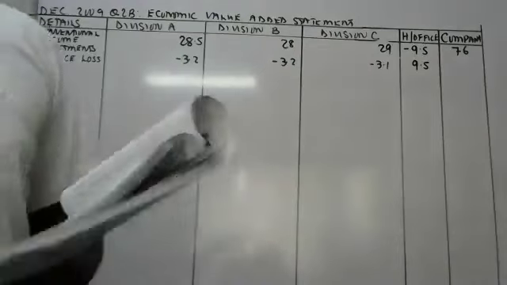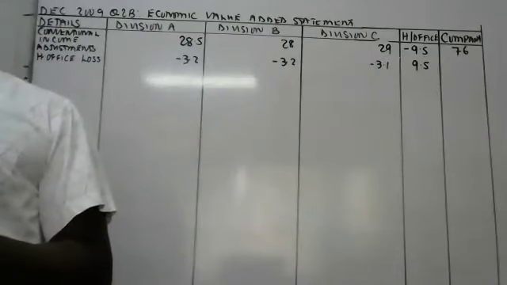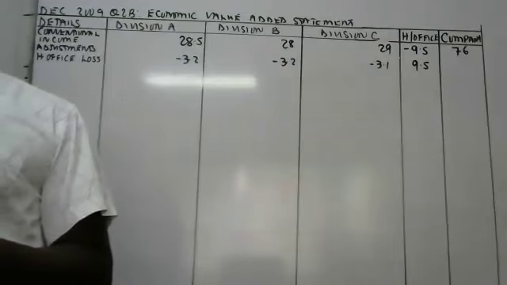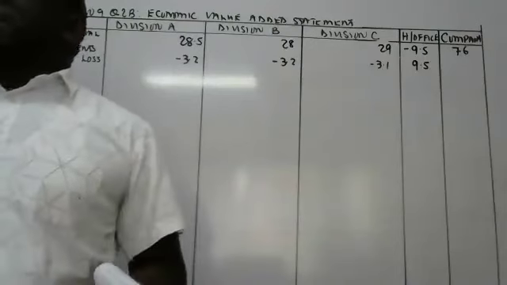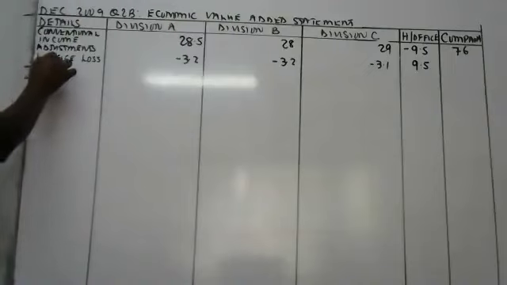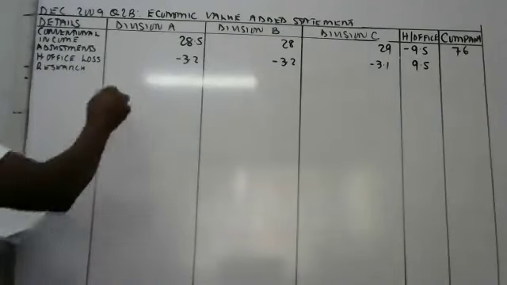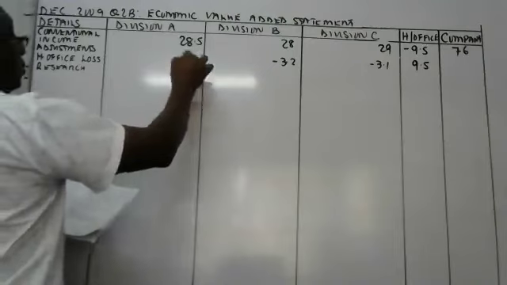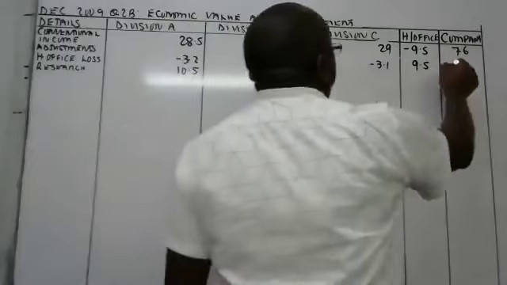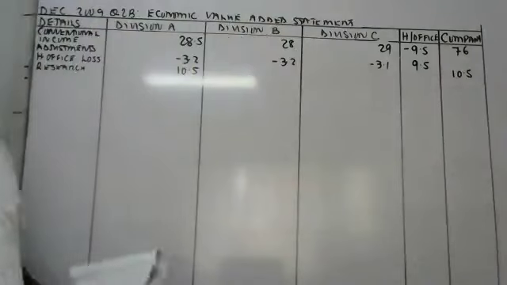From there, you check whether there could be other items that will require adjustments. When you look at information 1, you can see division A spends 10.5 on research. Research must be added back. It is in division A, 10.5, and then you record it in the books for the company, 10.5.